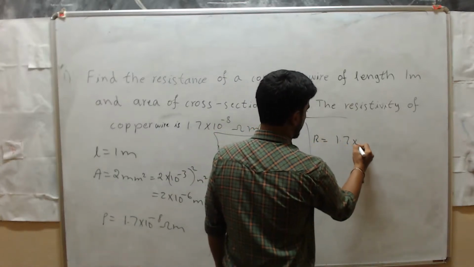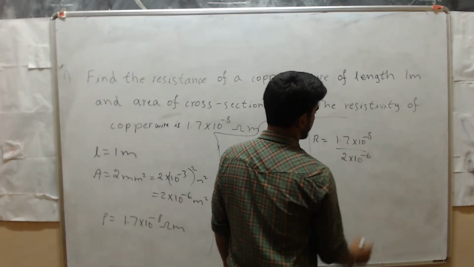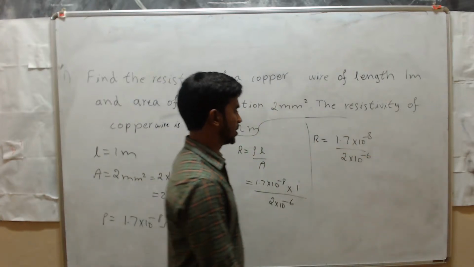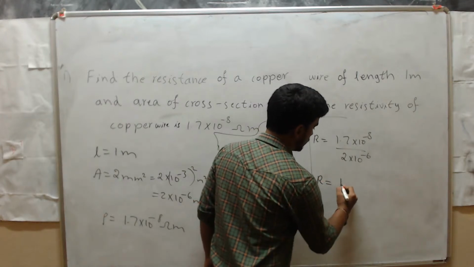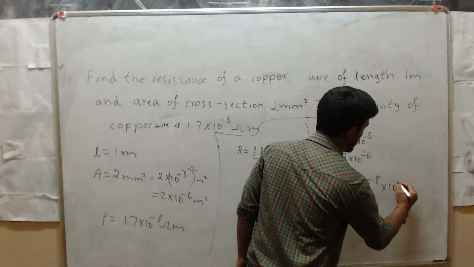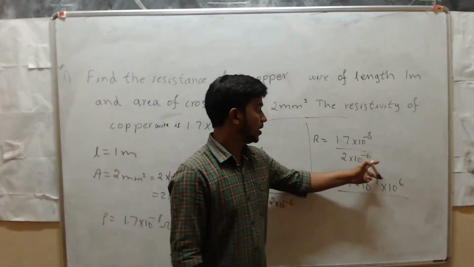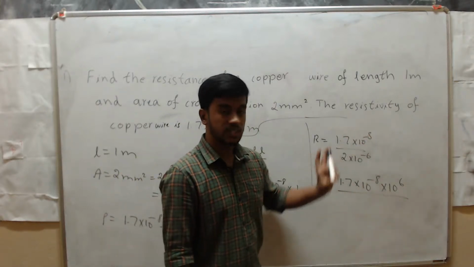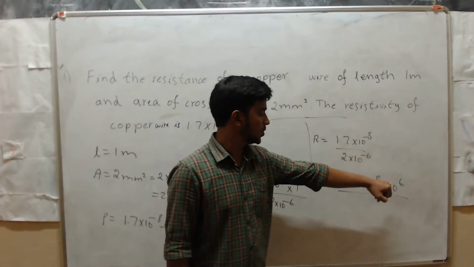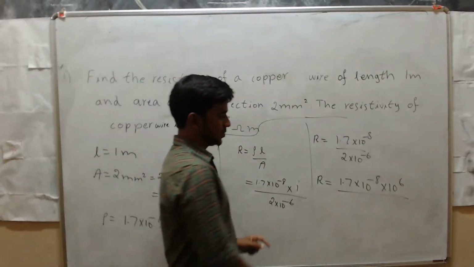So 1.7 into 10 raised to the power minus 8 divided by 2 into 10 raised to the power minus 6. First take this 10 to the power minus 6 to the numerator. So you will get R equal to 1.7 into 10 raised to the power minus 8 into 10 to the power plus 6. Why? Because we are taking it from denominator to numerator, the sign changes from negative to positive.